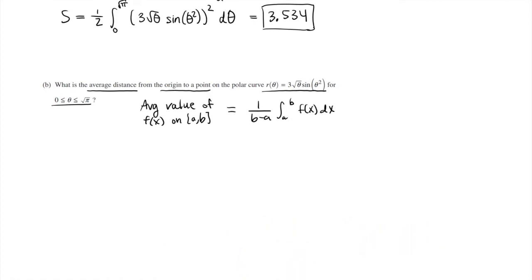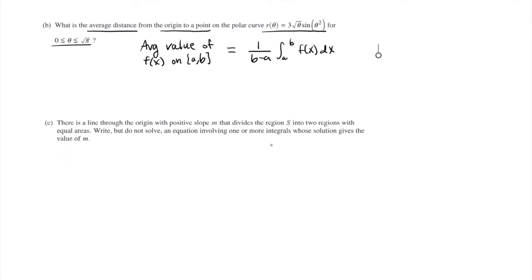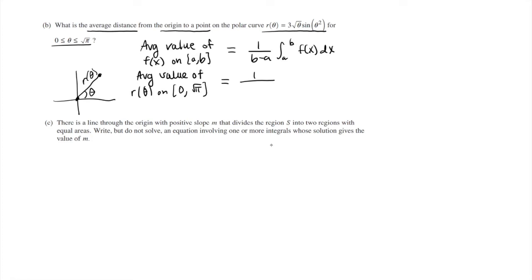We have average distance. And the hard part here is recognizing what they mean by what is representing this distance from the origin to a point. What we need to do here is find the average value of r of theta on this interval from 0 to square root pi. So we have 1 over, that's square root pi minus 0, integral from 0 to square root pi of r of theta d theta.